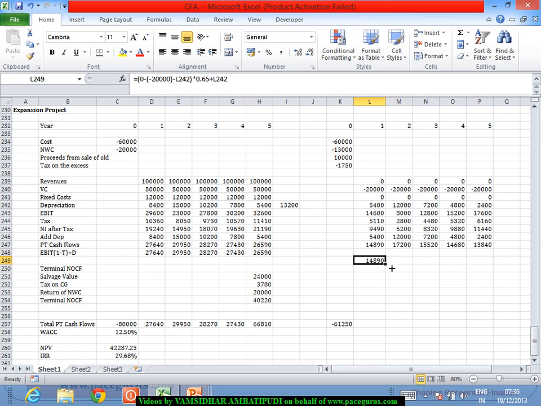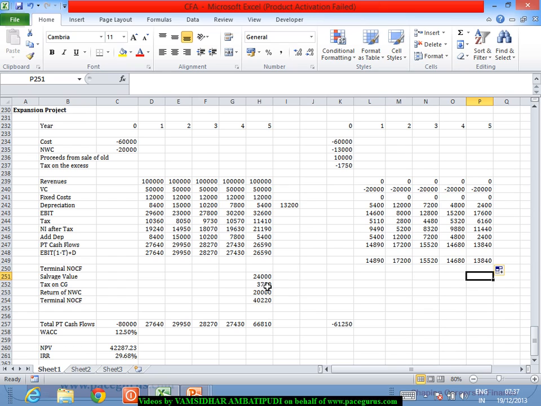So either I can use this kind of a mechanism, or I can use the delta mechanism, wherein I can subtract the change in the variable costs and change in the depreciation from the change in the revenues to arrive at the incremental after tax operating cash flows. Now going ahead with the same. Now in case of the terminal, yes, that machine is already sold off, so whatever are left, these are the numbers here for terminal. I am selling it at 24,000 bucks.